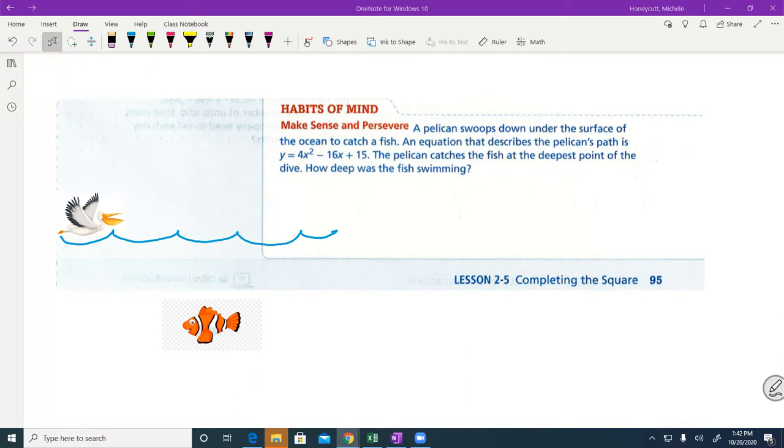Now, Ms. Honeycutt thought about drawing this picture, but I had to pause and get some clip art from the internet for a minute because I can't draw pelicans and fish very well.